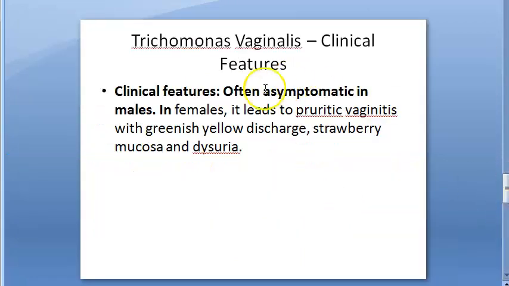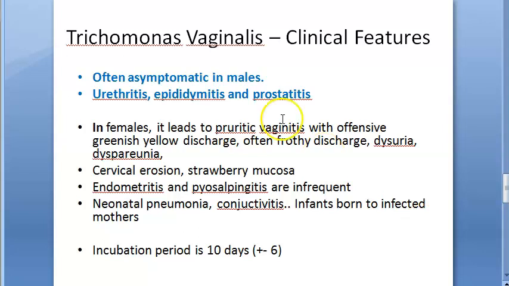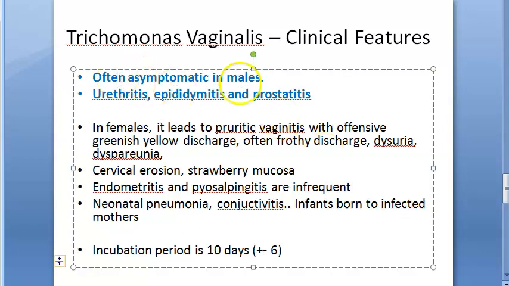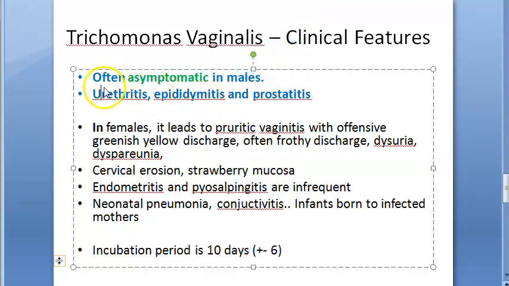We're moving on to the clinical features of Trichomonas vaginalis. In men, they are very lucky. Sometimes it's just asymptomatic in men. Otherwise, it can cause urethritis, epididymitis, and prostatitis, so inflammation of the urethra, epididymis, and prostate. Okay, so that's in men.